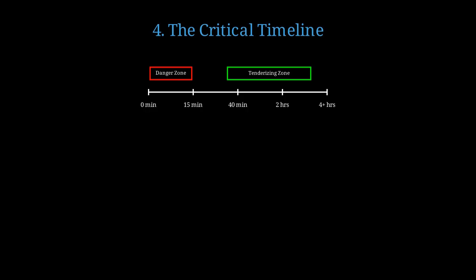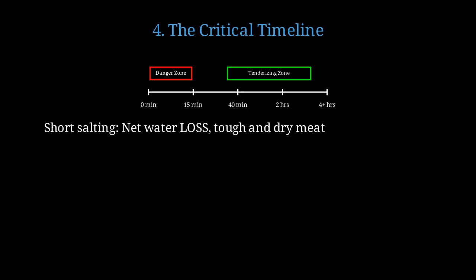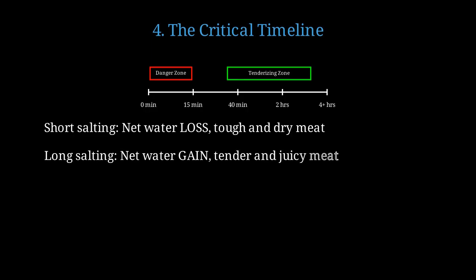Now let's map out the critical timeline that determines whether you win or lose with salt. Here's the timeline. 0 to 15 minutes is the danger zone where osmosis dominates. After 40 minutes, you enter the tenderizing zone where protein denaturation takes over. If you cook after just 15 minutes of salting, you get net water loss and tough, dry meat. But if you wait 40 minutes or longer, you get net water gain and beautifully tender, juicy meat.